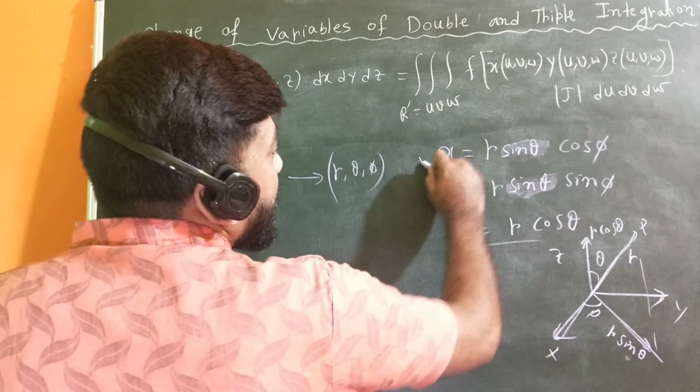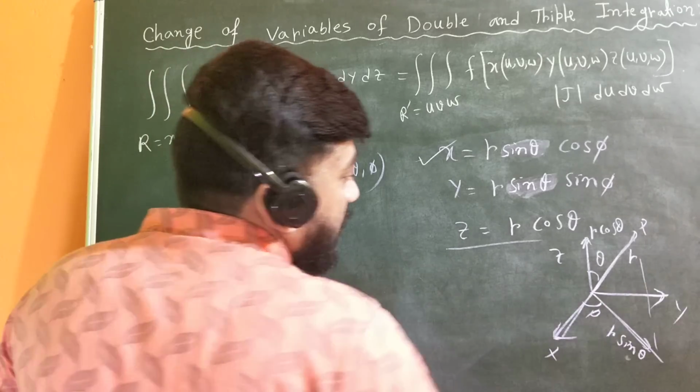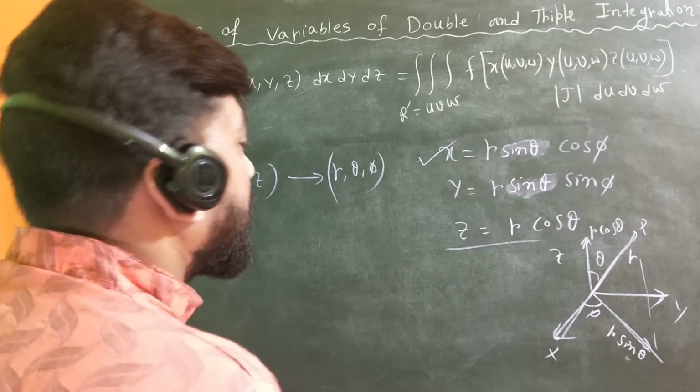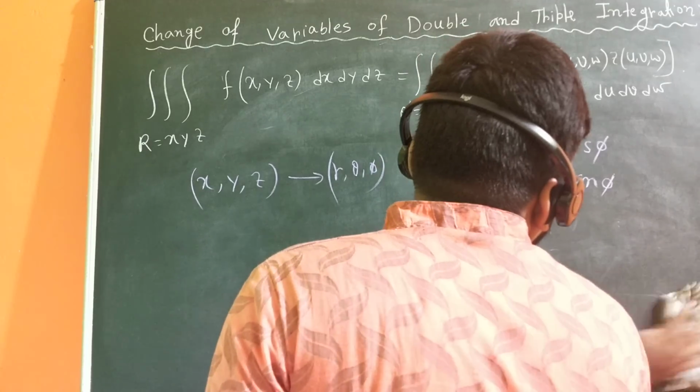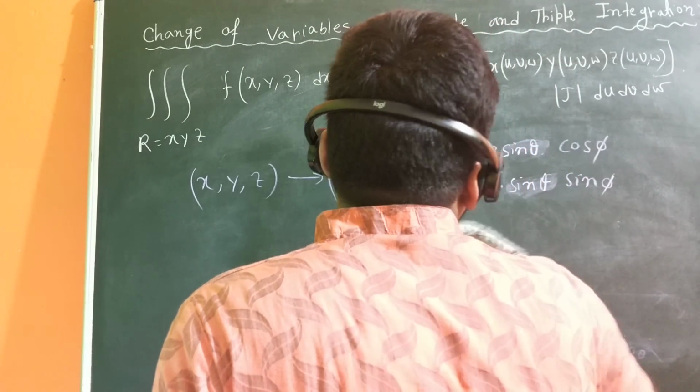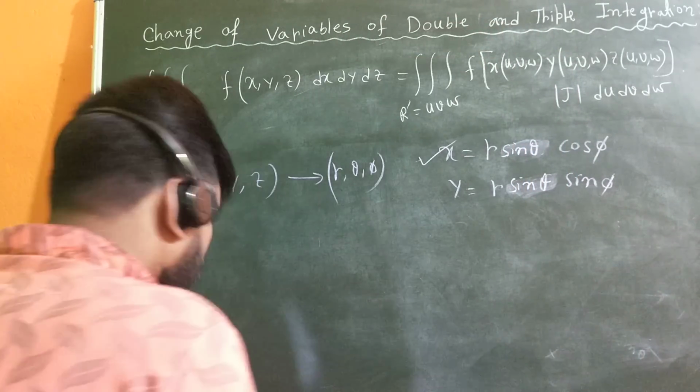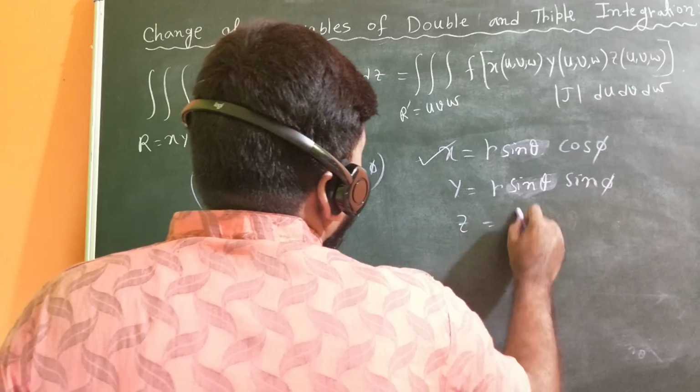That's why I have taken here x is equal to r sin theta cos phi, and y is equal to r sin theta sin phi. Okay, so you can easily take this thing like this. Okay, so now let me see the conversion formula. We have the conversion formula, z is equal to r cos theta.